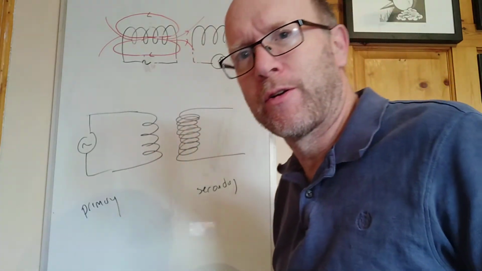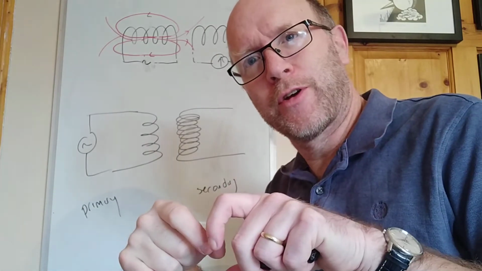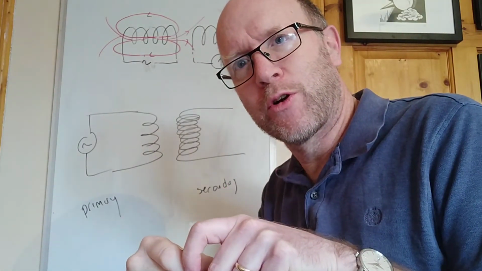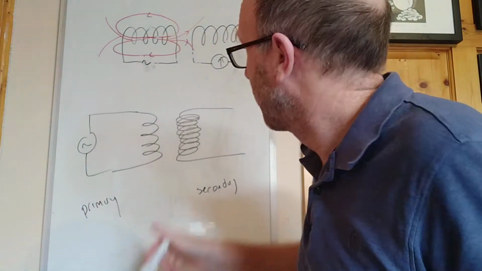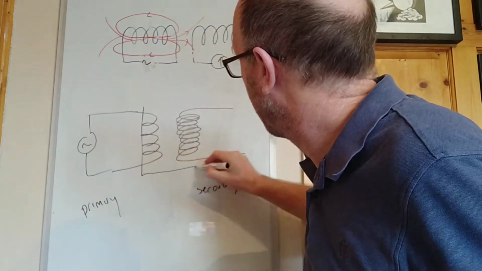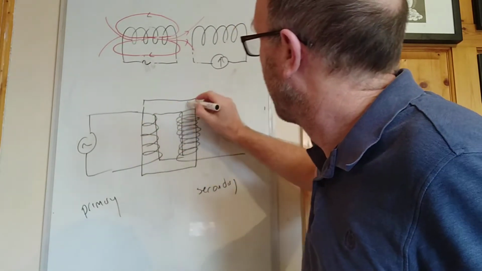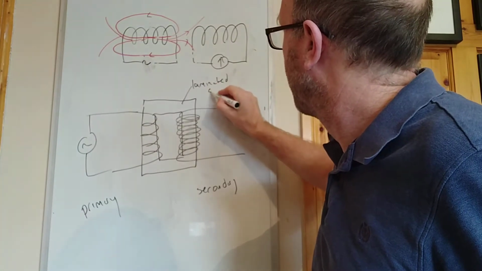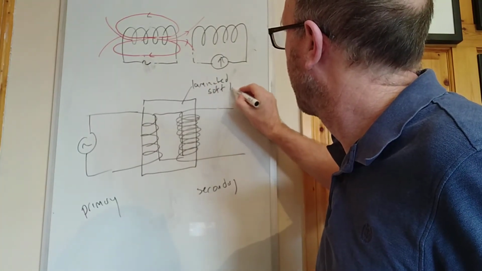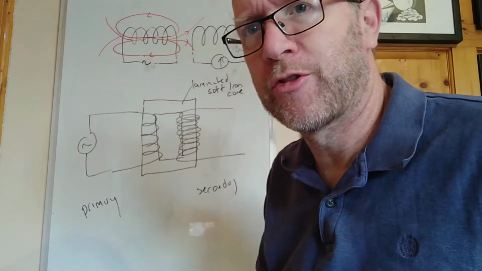Now, primary to secondary, we want the magnetic flux from here cutting this. And we saw earlier in the experiment on mutual induction that if we put in a soft iron core, a laminated soft iron core, suddenly it all goes well. You get much greater flux linkage. So these will always be wrapped on the same iron core, and it's a laminated soft iron core to reduce energy losses.